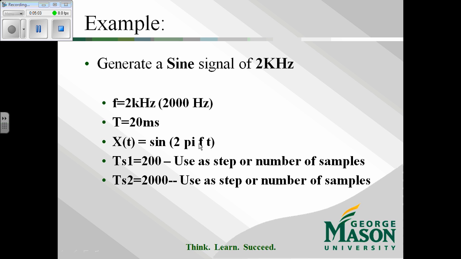This would give us our analog signal. Then if we want to sample, we would use a subscript S for sampling, so we would use a sampling period of 1 over 200. So basically we're getting 200 of these steps, or Ts is 2000. This is just the number of samples that we're trying to get.